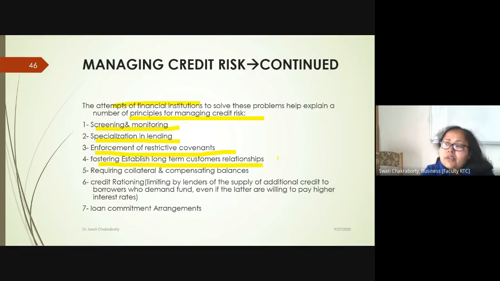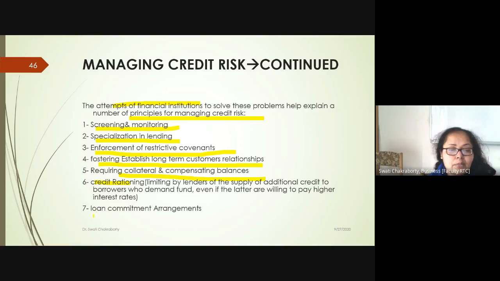If you have a long-term customer relationship, customers will make it a point to repay the money so that they can get loans again. Then, collateral and compensating balances. Why? Because if the customers fail to repay the loan, that collateral belongs to the financial institution. And credit rationing, which is a limitation put by the lenders on the supply of additional credit to borrowers who demand funds, even if the borrowers are willing to pay a higher rate of interest. The lenders put a limit on how much credit can be given.